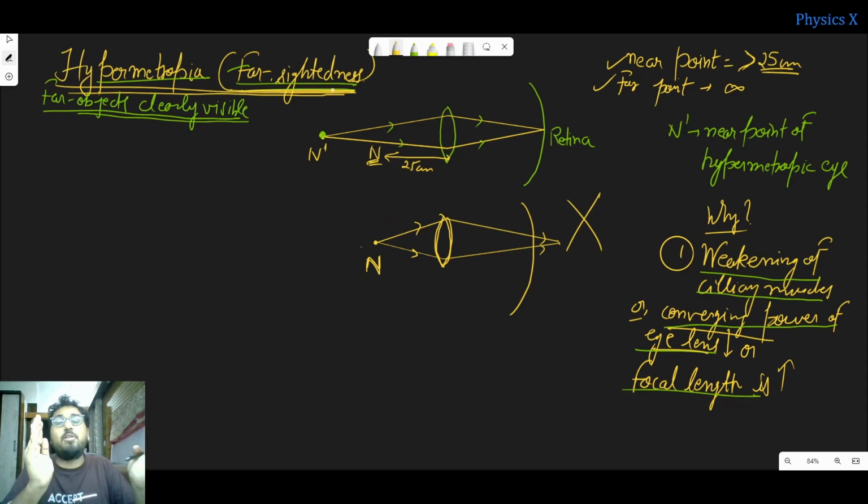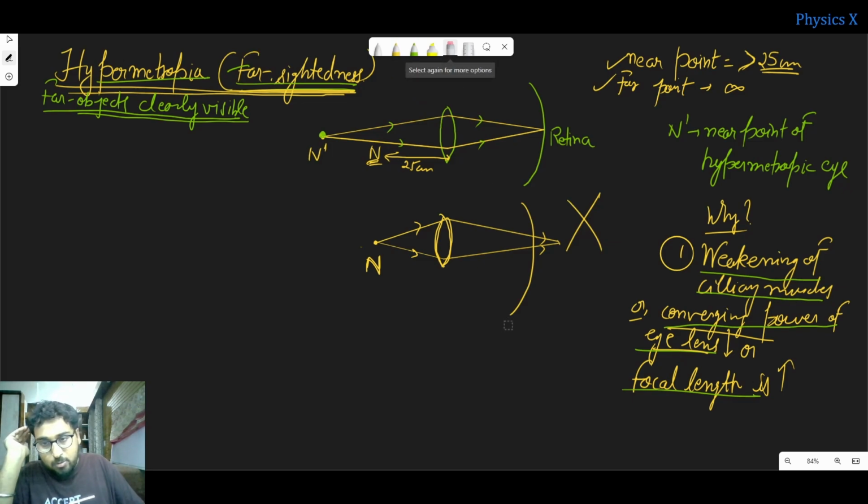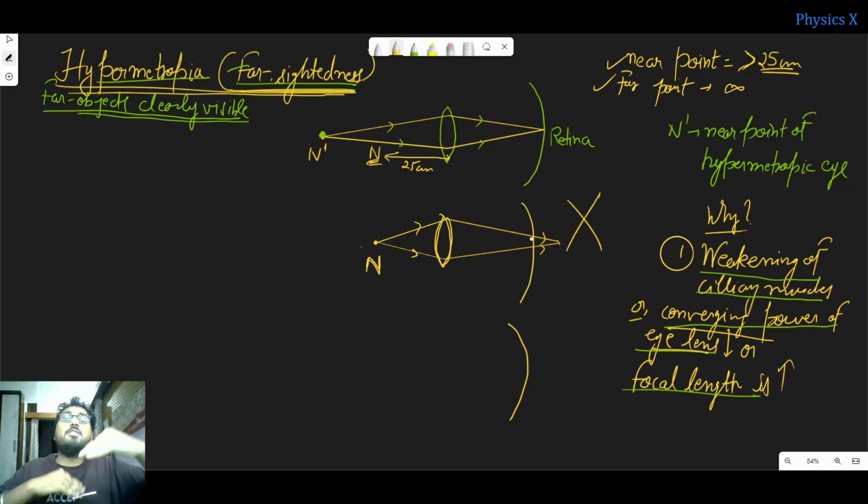As the object is brought closer to the normal near point of a human eye, the image won't be formed. So we need to correct this. So what do we need to do? You can see easily that the rays are going further back of this retina. Now we need to push these rays to the retina only. So we need to converge these rays more.